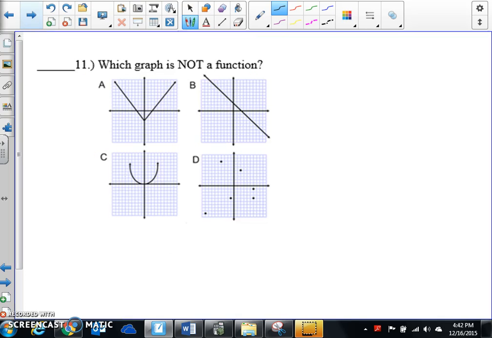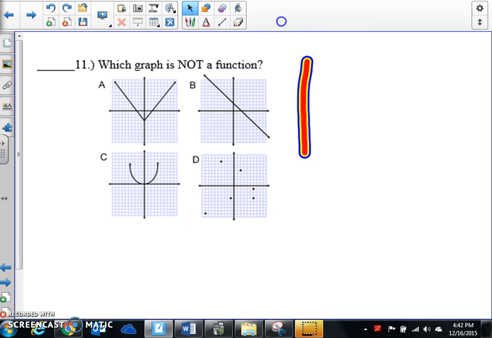Which graph is not a function? Remember, when we are given graphs, we do the vertical line test. So I'm going to pretend like that's my pencil. Oops.